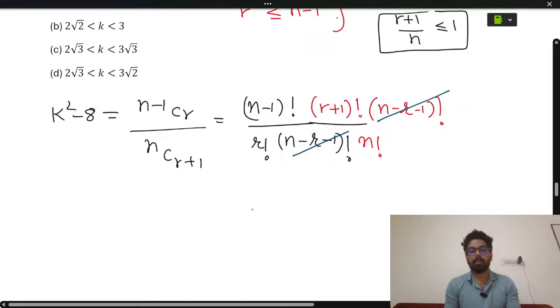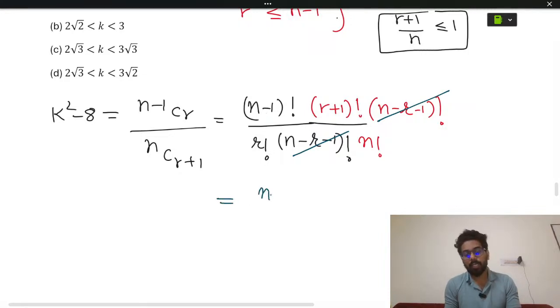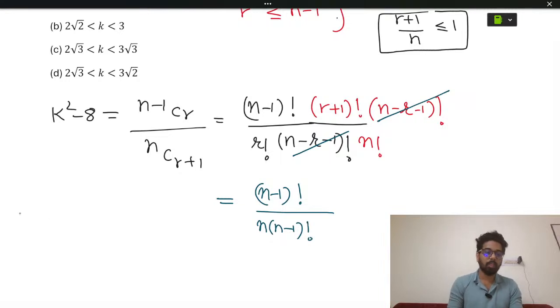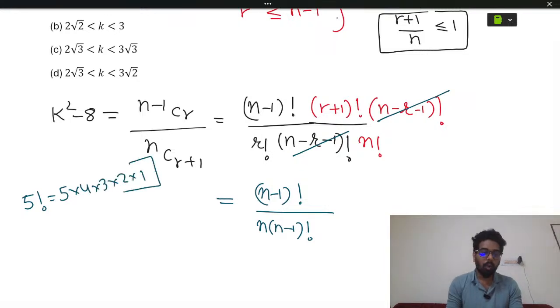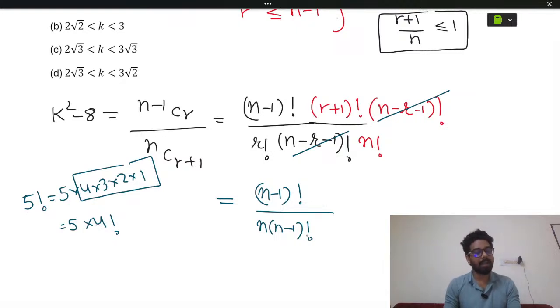Now (n minus 1) upon n, how will you solve this? Now we know that n factorial is n into (n minus 1) factorial. It's the same way. What is 5 factorial? It's 5 into 4 into 3 into 2 into 1. And what is this part? 4 factorial. So 5 factorial is 5 into 4 factorial. If 5 is n, then n factorial can be n into (n minus 1) factorial. Now, same way, (r plus 1) factorial is (r plus 1) into r factorial.